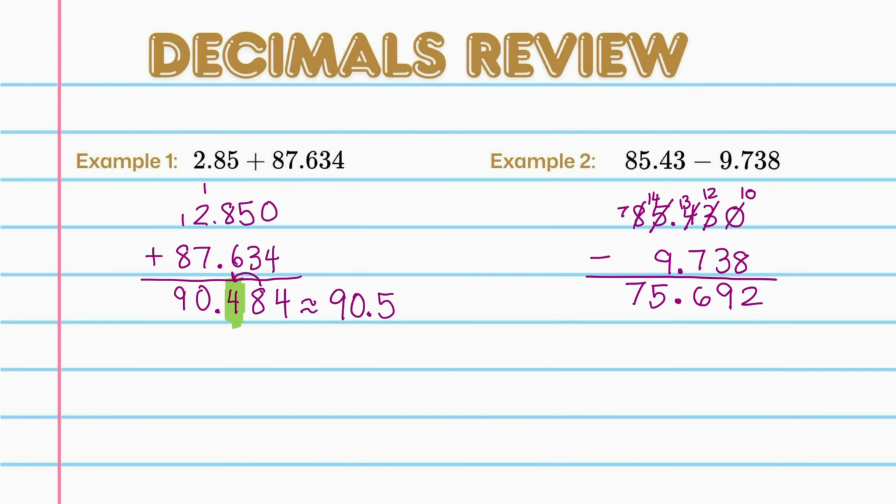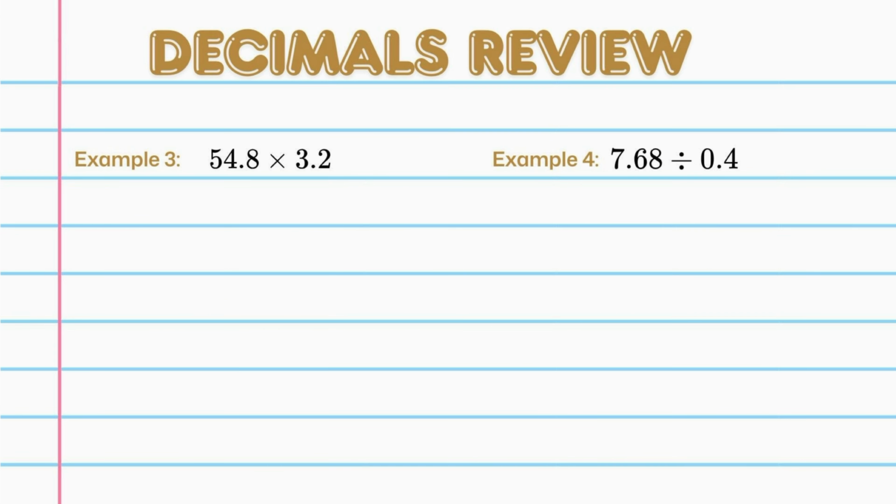If we want to round to the nearest hundredths place, all we're going to do is, first of all, identify what's in the hundredths place, and now look at what's beside it. So here we have a 2 beside this 9. This 2 tells our 9 to stay the same, which means that my answer is 75 and 69 hundredths. Let's look at example 3.